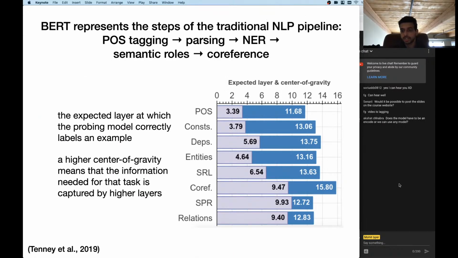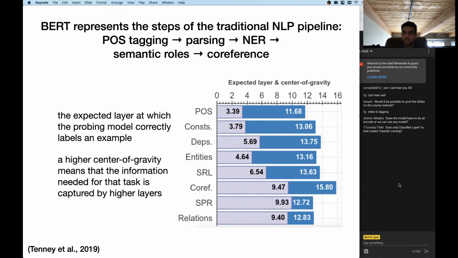I see there's a question. Does the model have to be an encoder or can we use any model? So as long as your model gives you vectors of tokens or sentences, you can apply it in this fashion. So it doesn't have to be an encoder. It could be a left to right language model. You would just want to be careful about how you set up your probes so that they are independent of whether the model is a left to right LM or a fully attentive encoder model like BERT.